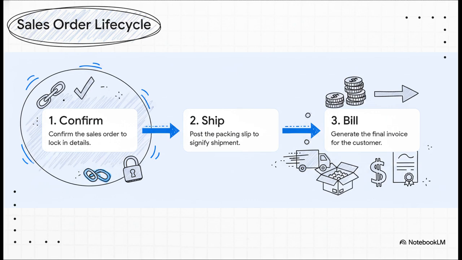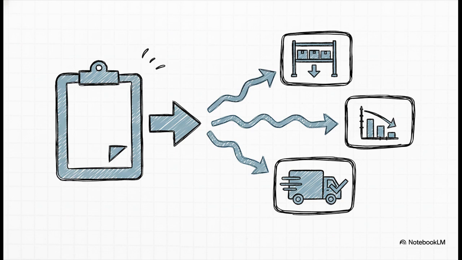Then you post packing slip, which is just system speak for shipping it. And finally, you generate the invoice. Posting a packing slip. I know, it sounds kind of boring, right? Like just some paperwork. But listen, this step is absolutely critical. In the system, it's a huge deal. That one click is the digital trigger that tells the entire business, hey, the goods are on their way. It automatically updates your inventory numbers, reduces your stock on hand, and officially flips the order status to delivered.